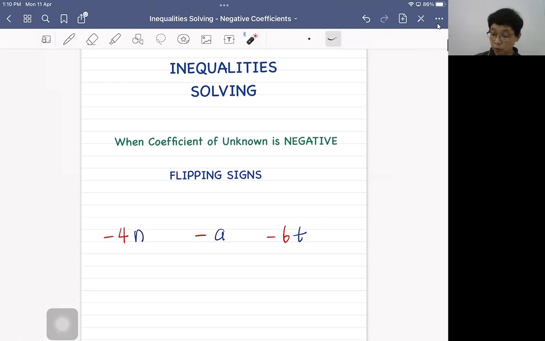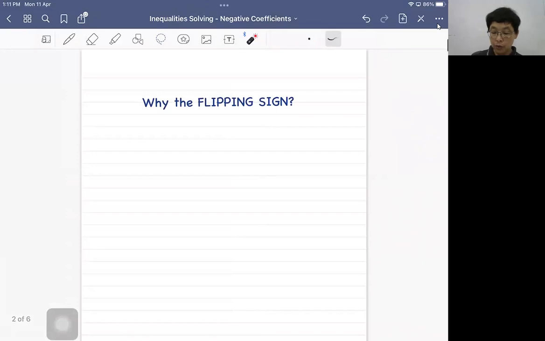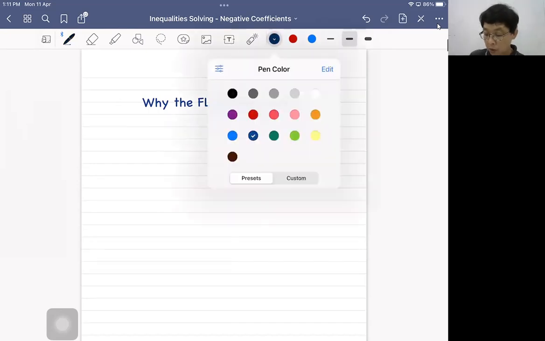And I have also put in that simple phrase. That is the main and only idea you want to keep in your mind whenever you are solving inequalities involving a negative coefficient. We will explain further the reasons why. All right, so now this is what we're going to do. Why in the first place are we flipping sign? Okay, so we want to give an example, some simple, straightforward example.